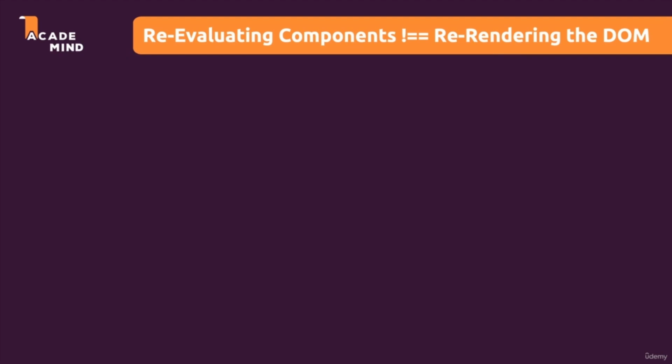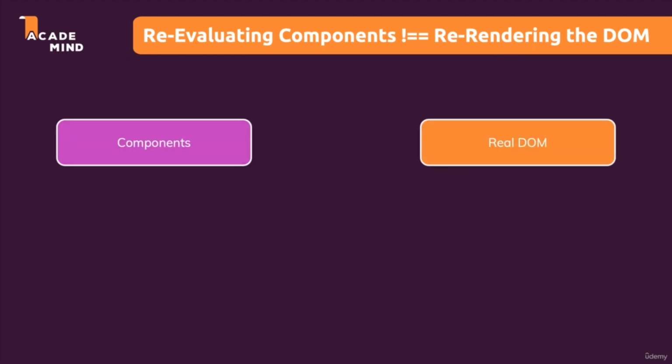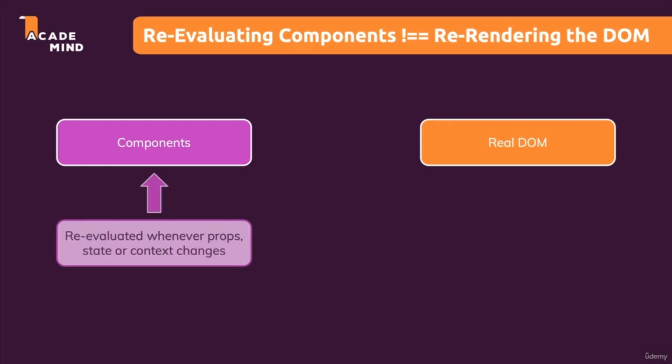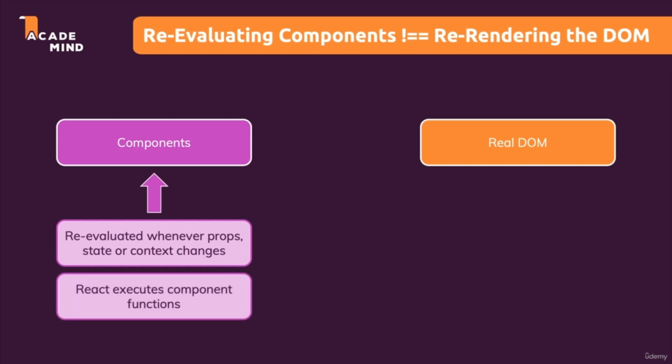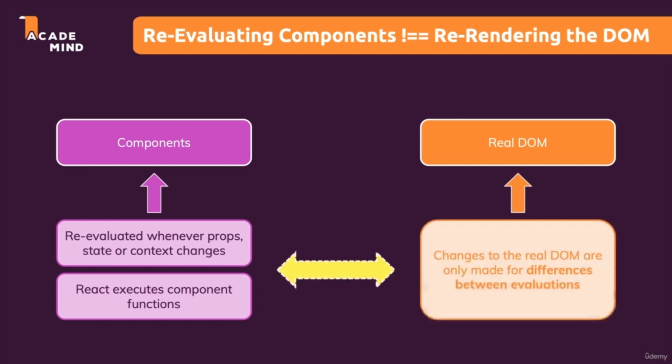Instead, we have to differentiate between our component part, our React part, and the real DOM. Our components, as I just said, are re-evaluated whenever props, state, or context changes. So React then executes that component function again. Now, the real DOM, on the other hand, is only updated in the places where it needs to be changed, based on that difference React derived between the previous state of a component and its tree and the current state after the state, prop, or context change. So the real DOM is not changed all the time. It's changed rarely and only when needed.